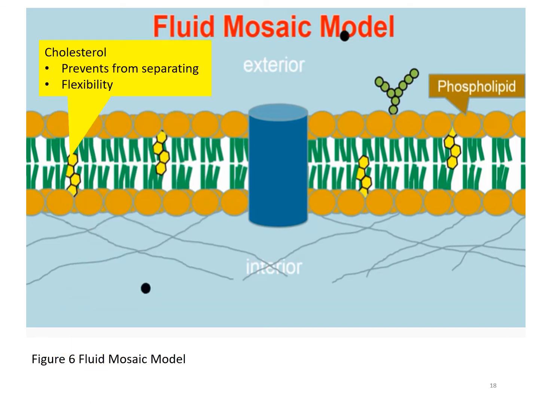We also see these yellow structures, which are called cholesterol. These are embedded within the tails of the phospholipid bilayer. These are cholesterol molecules. They play a very important role. They help to prevent phospholipids from separating too far from one another. Therefore, it keeps the cell membrane compact and bound together and gives the cell membrane flexibility. So cholesterol plays a very important role in overall health and function of the plasma membrane.